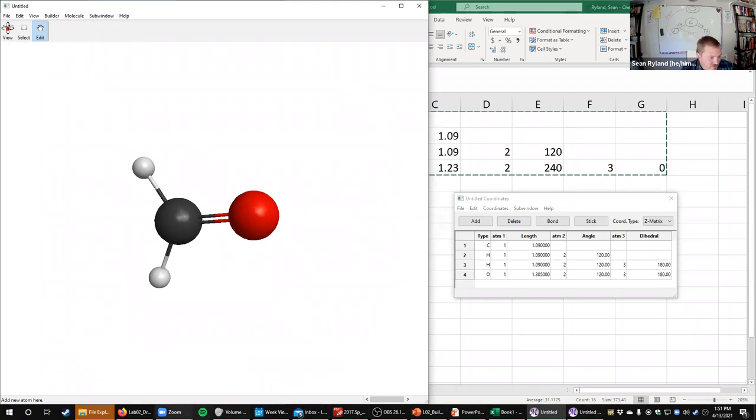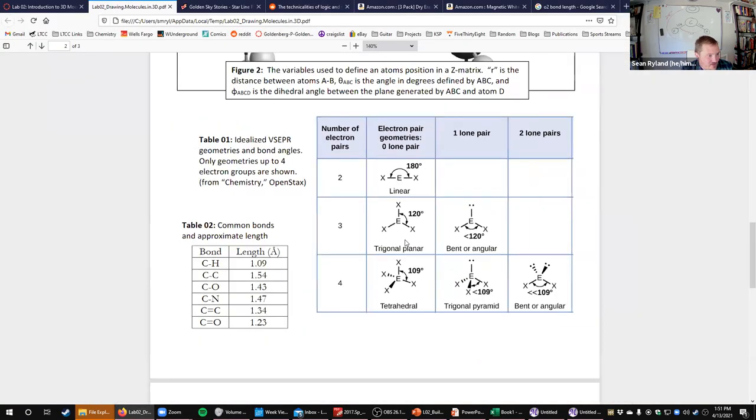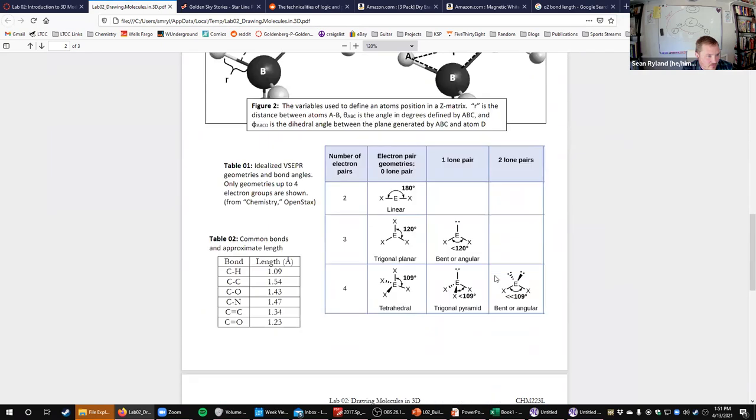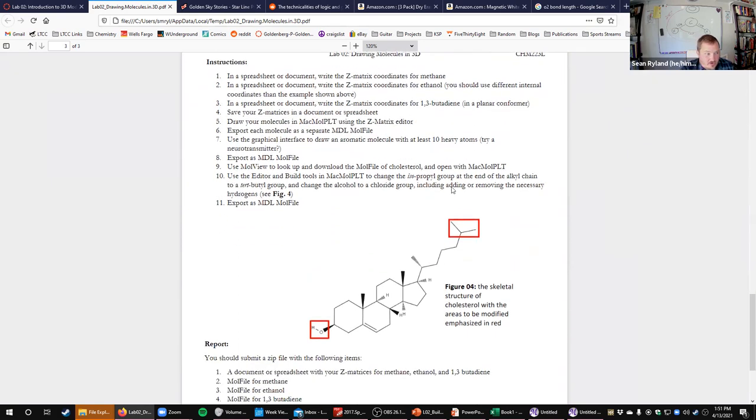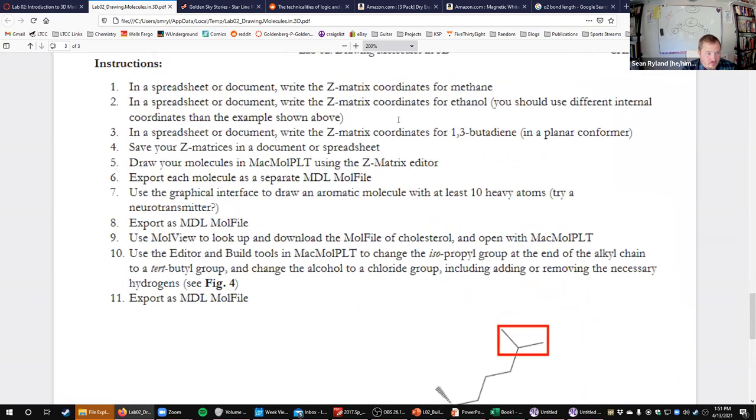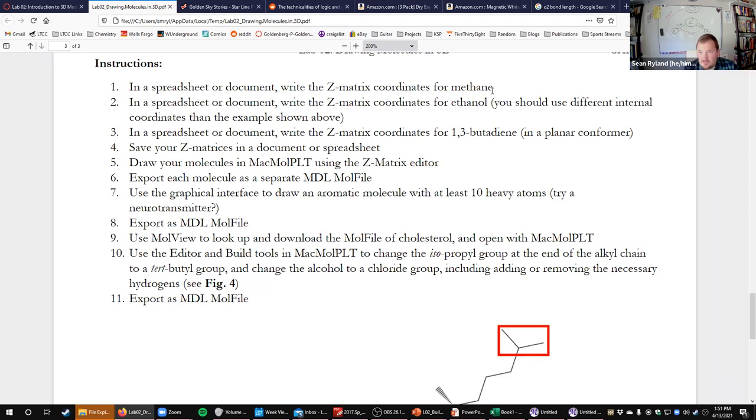All right, let me see if that's everything to get you started. So what you're actually going to be working on, either in a spreadsheet or on a text document, is writing Z matrix coordinates for methane. Similar to the way we just did here, except methane's tetrahedral. And then you're going to plug that into MacMol PLT, plug in the exact numbers that you wrote down, and see if you get the right molecule out.